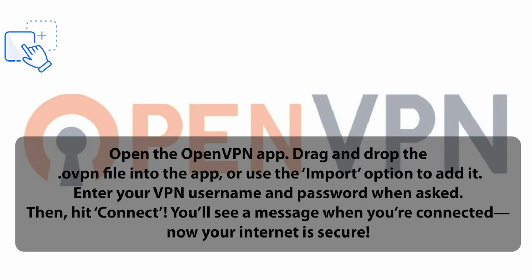Open the OpenVPN app, drag and drop the OVPN file into the app, or use the import option to add it. Enter your VPN username and password when asked, and then hit connect. You'll see a message when you're connected. Now your internet is secure.